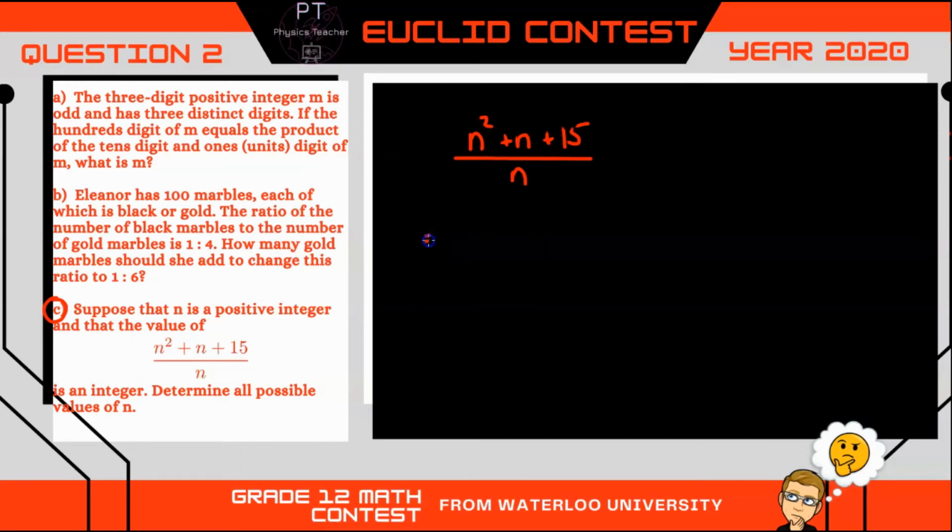Well, let's change this expression. We'll divide each term by n. So n squared divided by n is just n. And then n divided by n is 1. And then we're left with 15 over n. Well, since n is an integer, we know that n plus 1 is also going to be an integer. So for the whole expression to be an integer, we need this 15 over n to be an integer. And that's going to happen only when n is a divisor of 15.